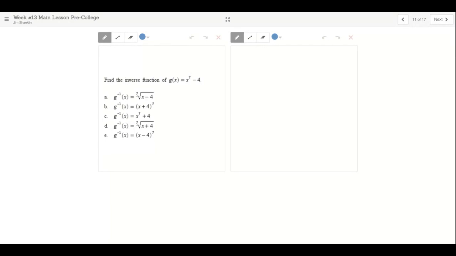All right. Find the inverse function. G of x equals x to the 7th minus 4. What is the inverse function of that? Letter D, x minus 4 to the 7th power. Oops, I'm sorry, I'm reading letter E there. The 7th root of x plus 4.